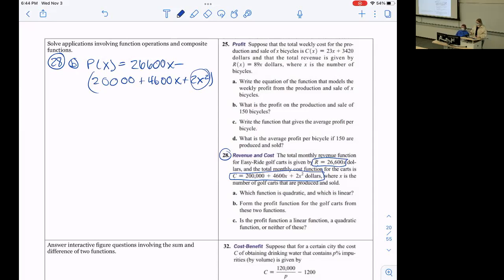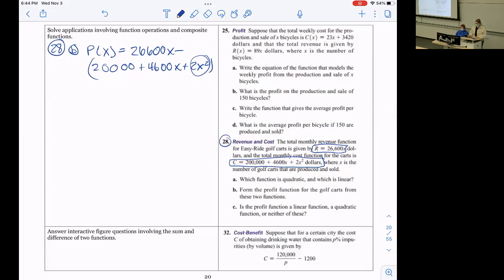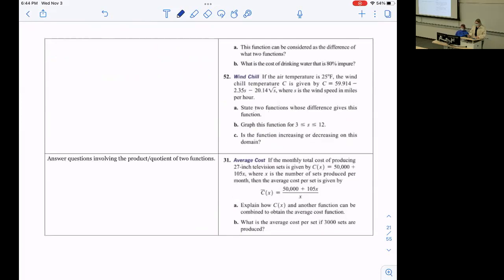Okay. All right. So the next section, answer interactive figure questions involving the sum and difference of two functions. We didn't have any questions over those. Okay. Answer questions involving the product and quotient of two functions. Are there any questions about that? All right.